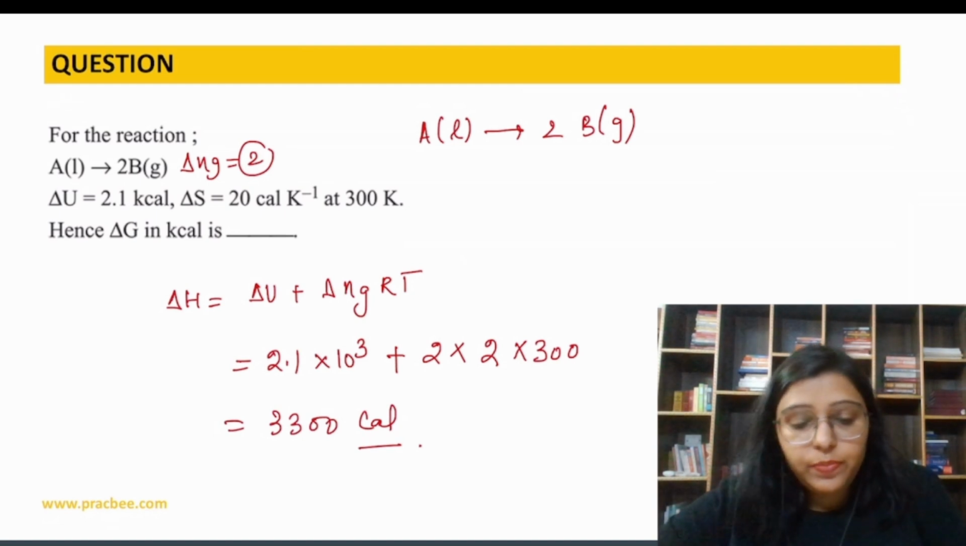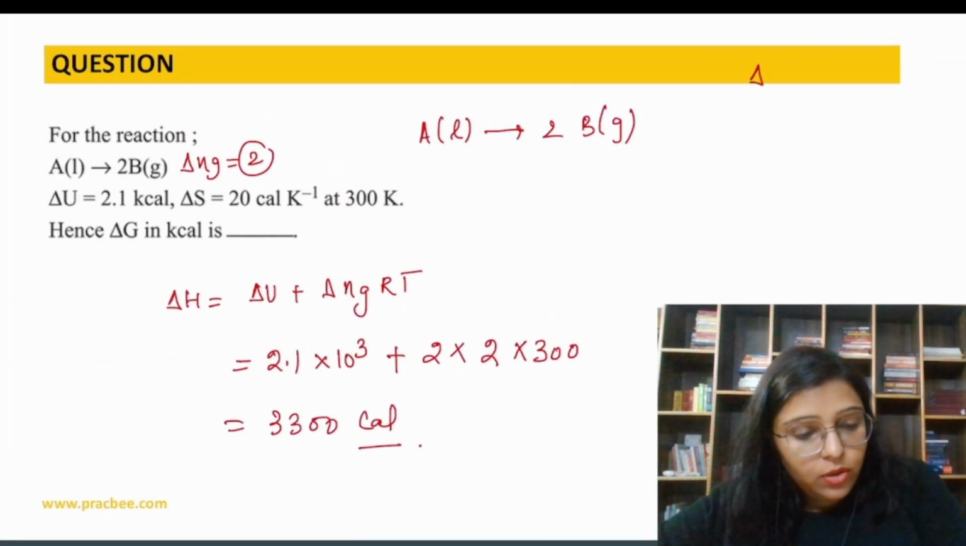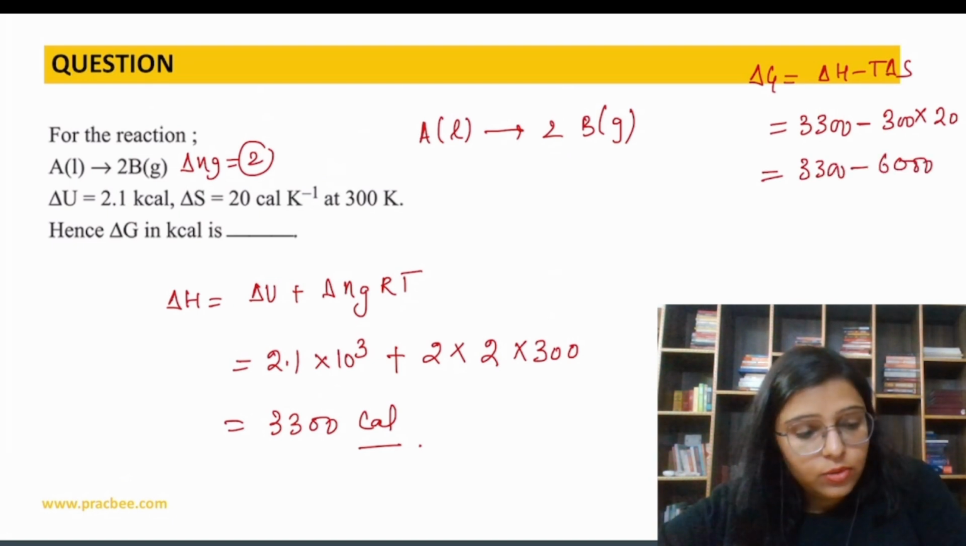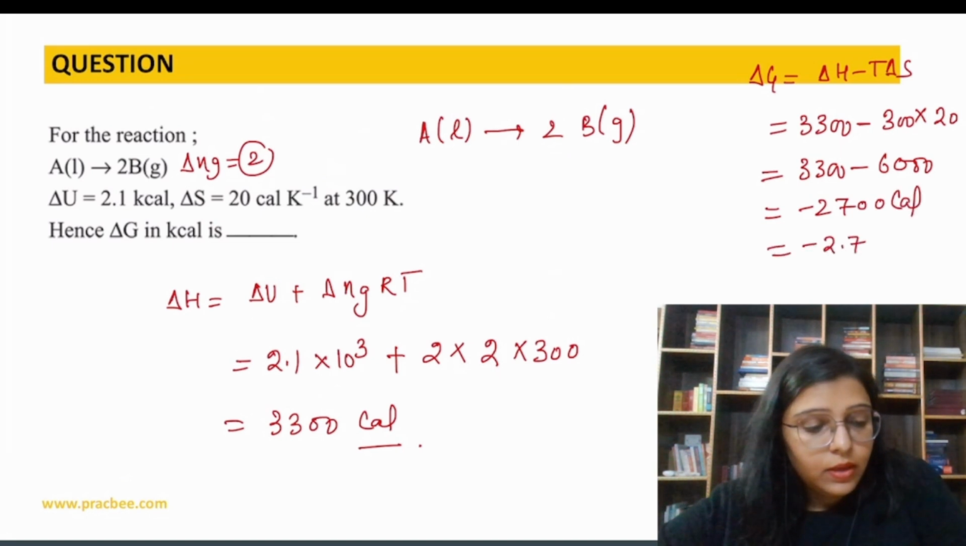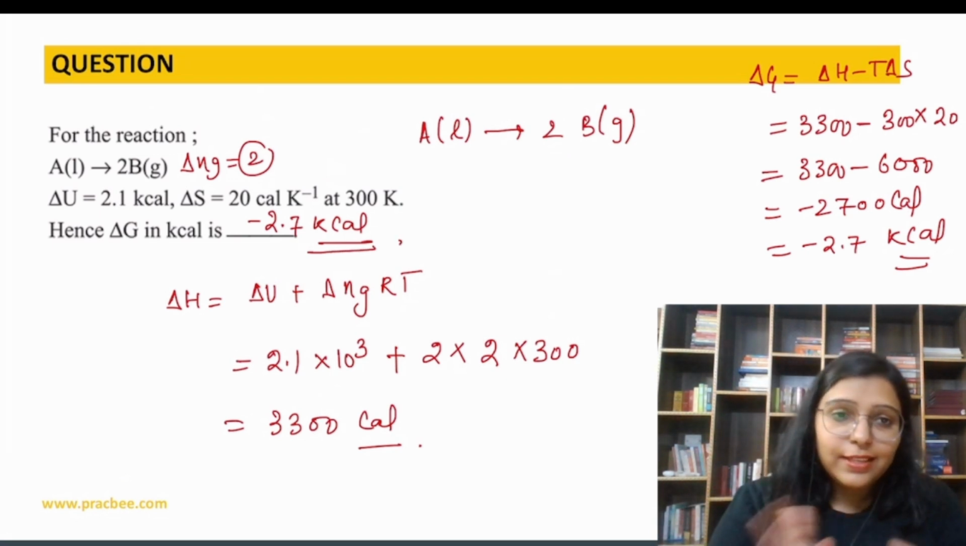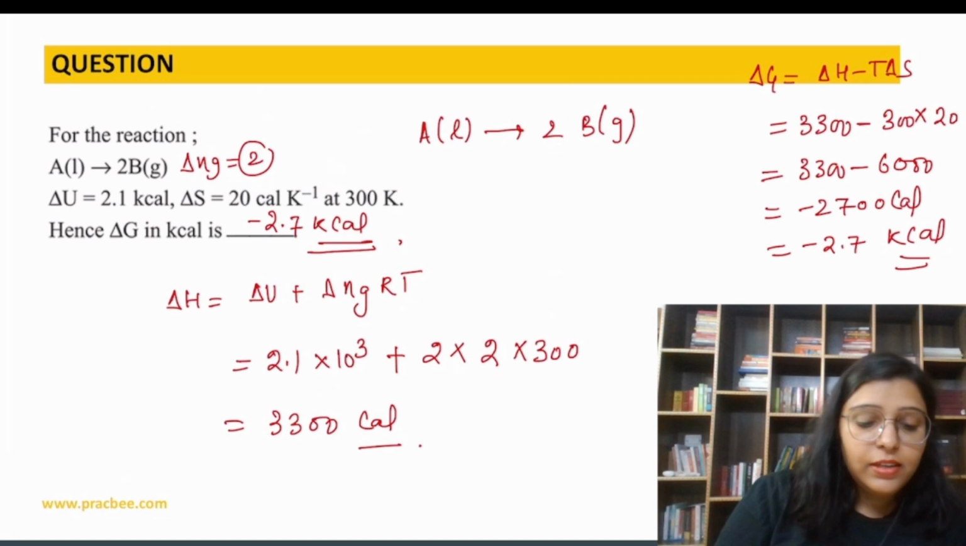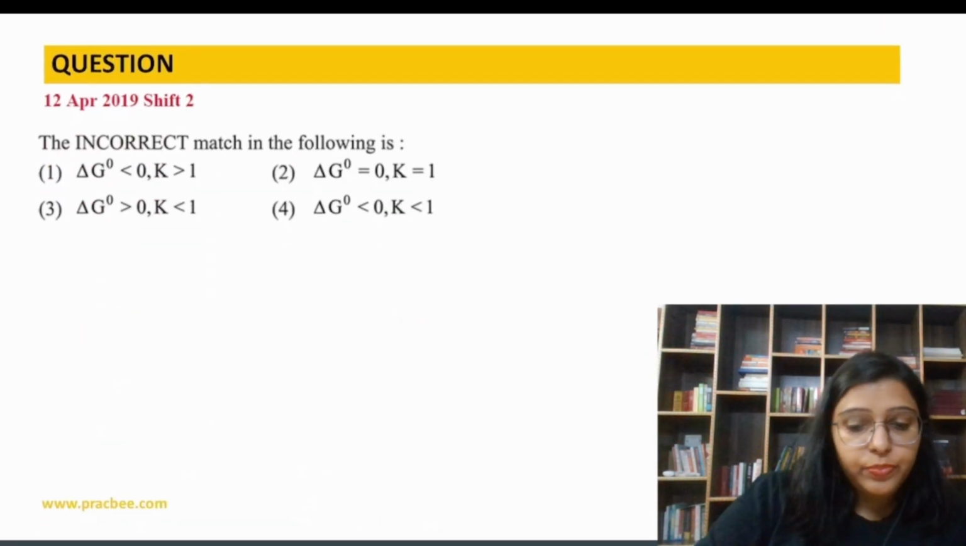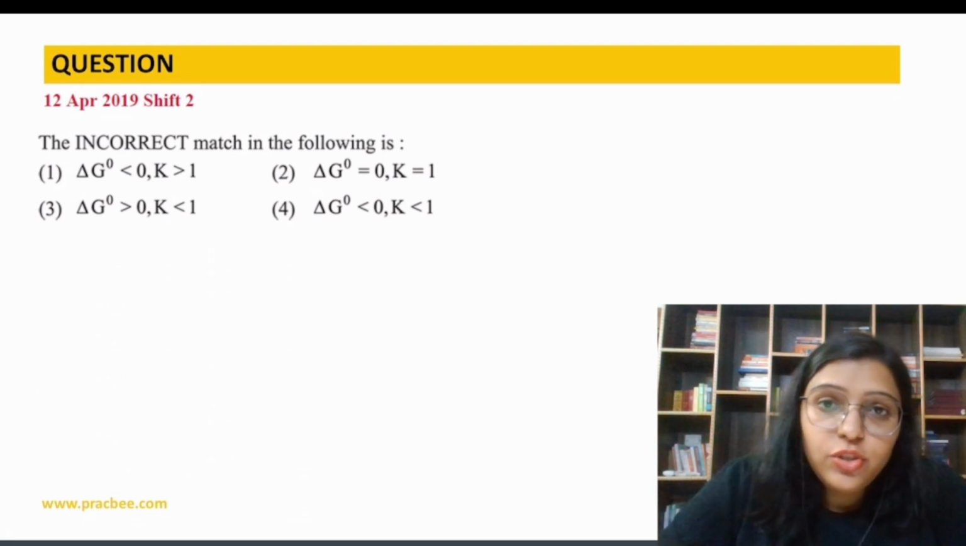Now, what is the next step? So we have to put over here delta G is delta H minus T delta S. So 3300 minus 300 times delta S, which is 20. So it is going to be 3300 minus 6000, which is equal to minus 2700 and minus 2.7 kilocalorie. So the answer is minus 2.7 kilocalorie. Okay, so obviously you have to report the answer as 2.7 if it is the integer type, otherwise minus 2.7 kilocalorie. Now next question, the incorrect match in the following.